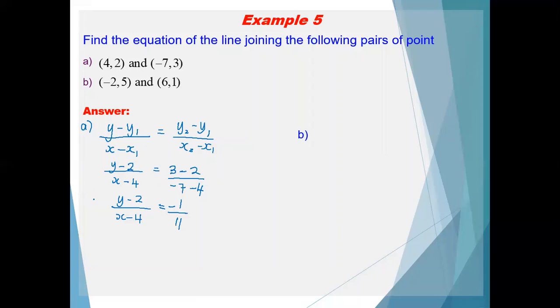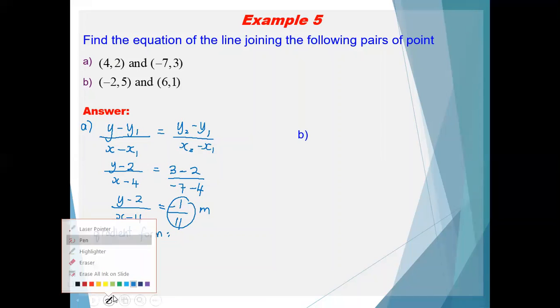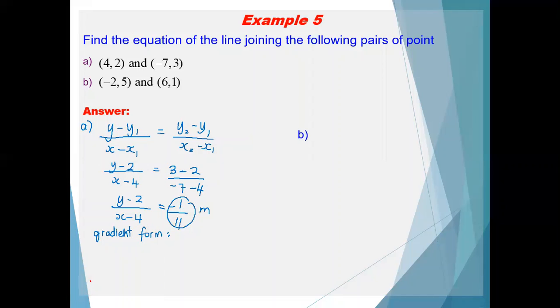Okay, find the equation. Okay, kalau ini you punya gradient lah. Okay, so kalau you ada gradient form, dia akan ada y minus 2 equal to negative 1 over 11 times x minus 4.